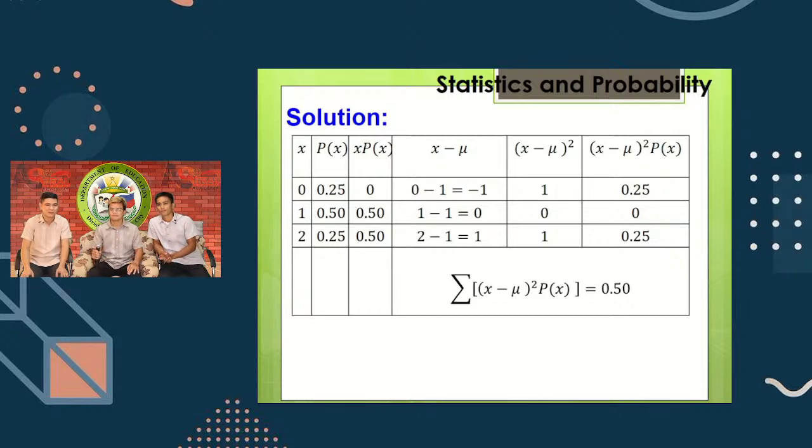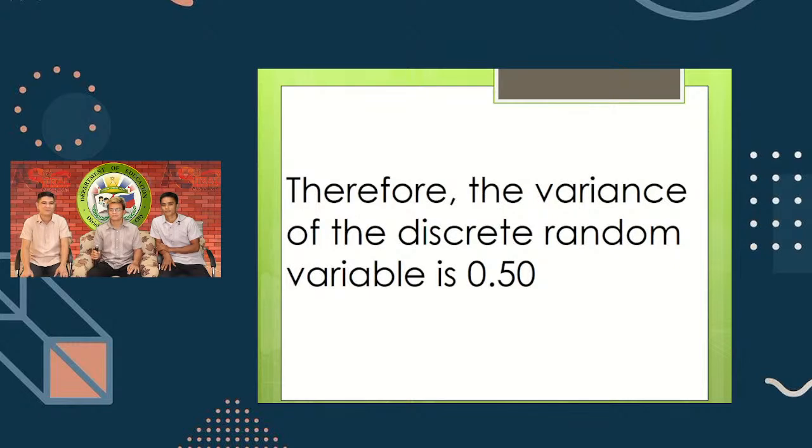So 0.25 times 1 is 0.25. Then 0.5 times 0 is 0. And 0.25 times 1 is 0.25. And then take the sum. The sum is the variance. So 0.25 plus 0 plus 0.25, and the result is 0.50.